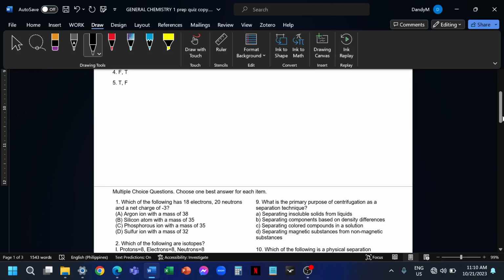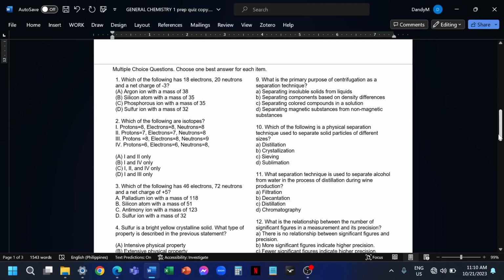The second part is multiple choice questions. Choose the best answer for each item. Number 1, which of the following has 18 electrons, 20 neutrons, and the net charge of -3?